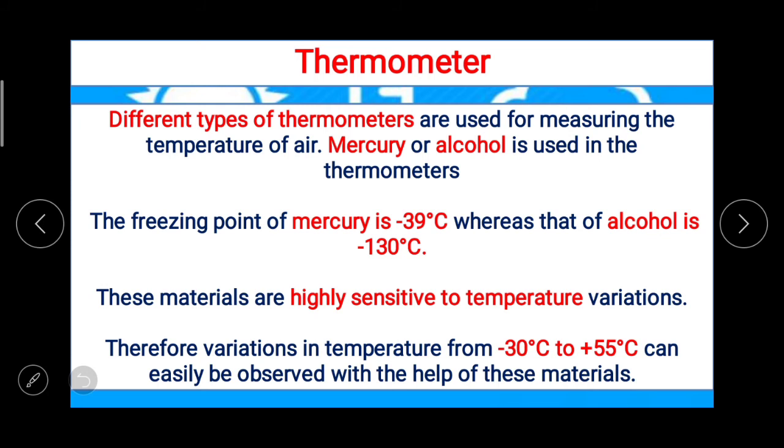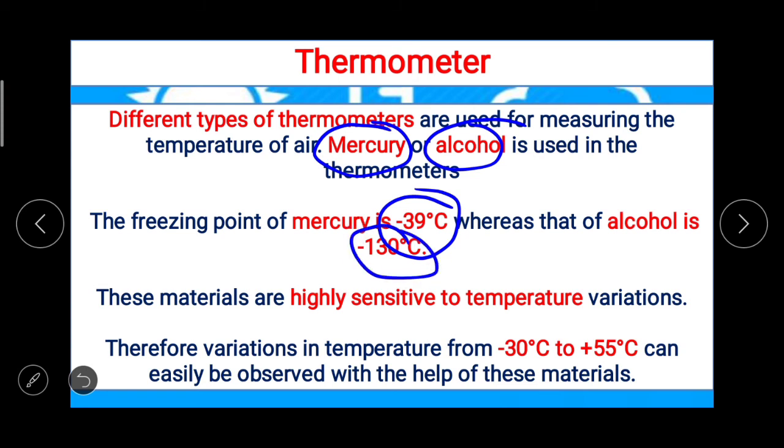Different types of thermometers are used for measuring the temperature of air. Mercury or alcohol is used in the thermometers. Keep this in mind: mercury or alcohol. The freezing point of mercury is -39 degrees Celsius, whereas that of alcohol is -130 degrees Celsius.